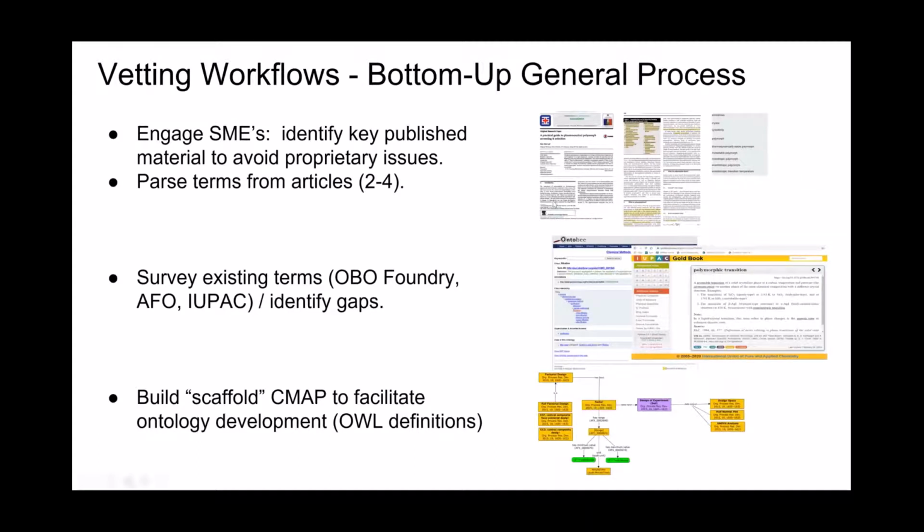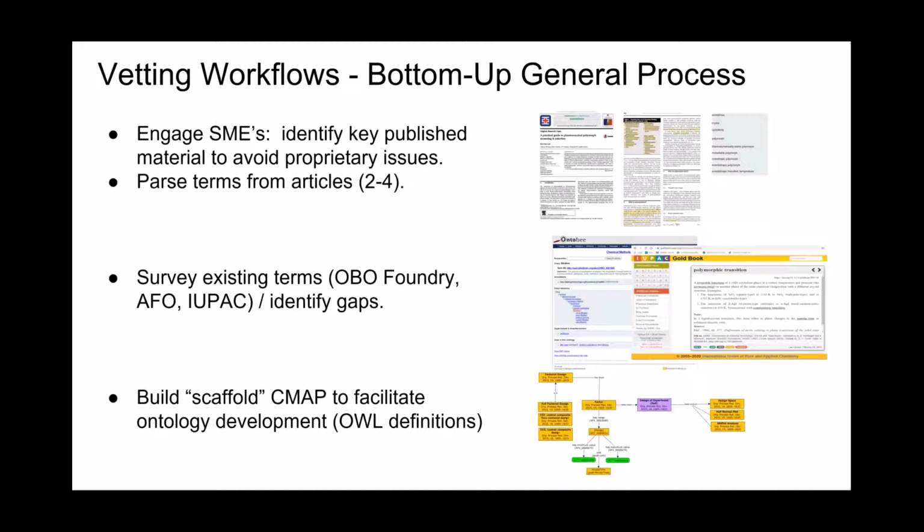So after identifying scientific SMEs who are experts in the particular workflow, we asked them to identify key published resources such as review articles and book chapters that give detailed accounts of the workflow. We then parse the terms from these resources, typically 2 to 4, often simply by just highlighting the terms in the article. Then we survey the existing ontologies and vocabularies to see if they've been addressed elsewhere. For the found terms, we go back and get an initial evaluation by the scientific SME, and also review them semantically to make sure that the definitions are rigorous.